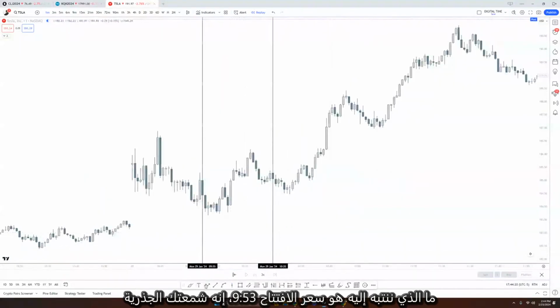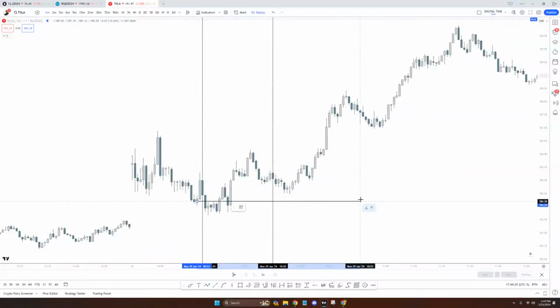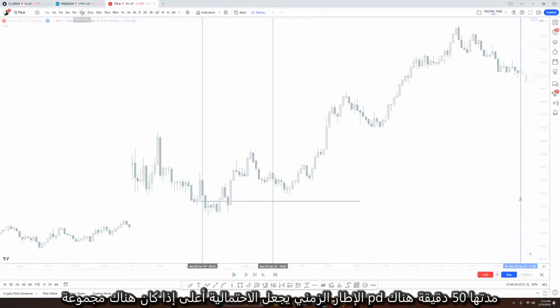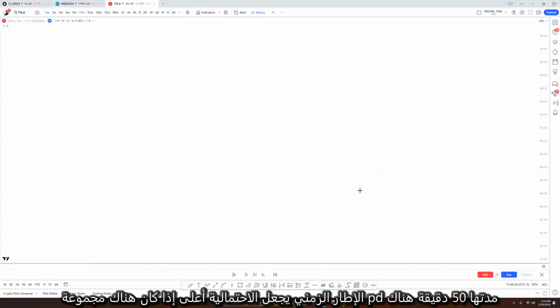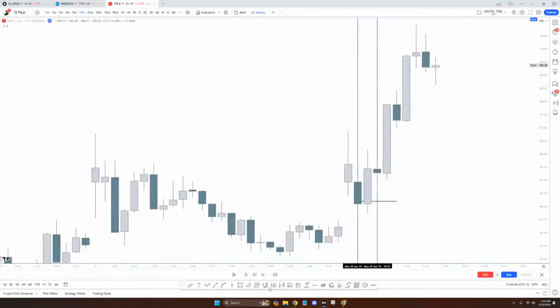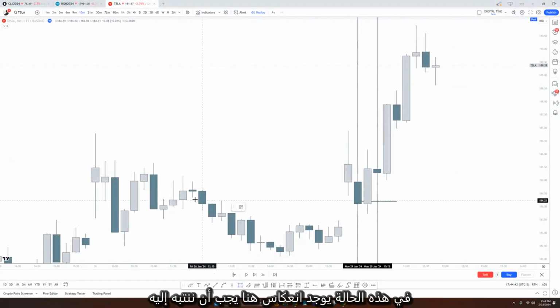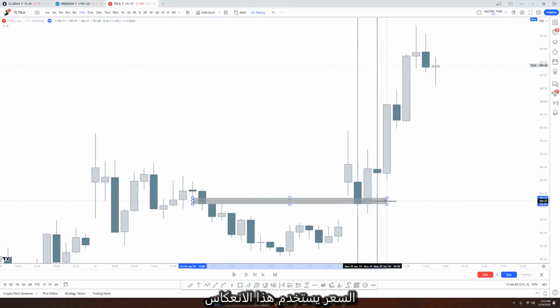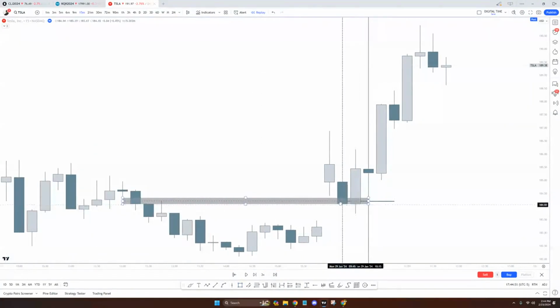What are we paying attention to? The 9:53 opening price. It's your root candle. Goes into discount of that. This is where you're going to want to long. Observe, again, the 15-minute time frame. Makes it higher probability if there is a 15-minute PD array there. In this case, there is. There is an inversion right here that we must pay attention to. Price is using that inversion.